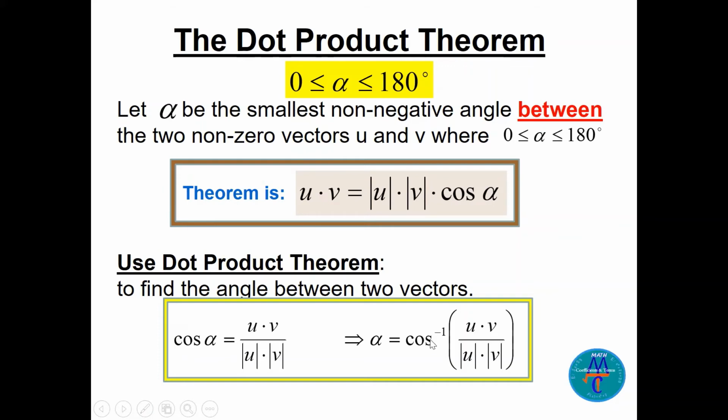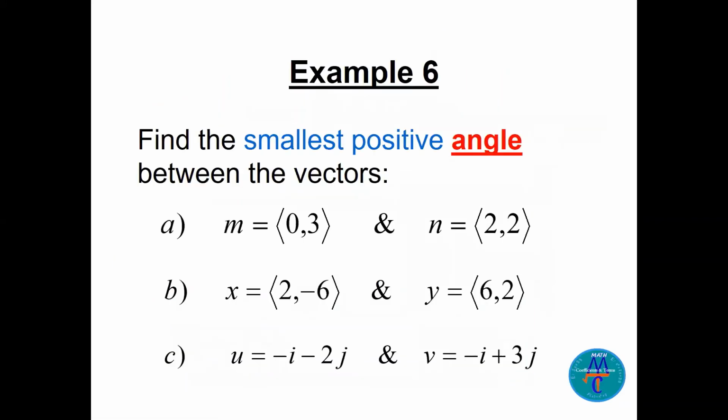So alpha will be cosine inverse of that number. So this is a number inside. Find the angle whose cosine is this number here. That will be alpha. We can find it now in many examples. We will see. Let's see example number 6.